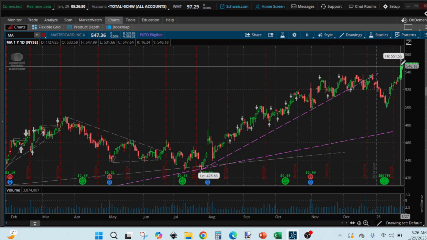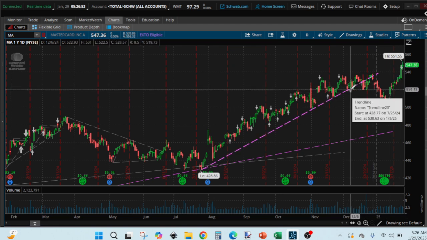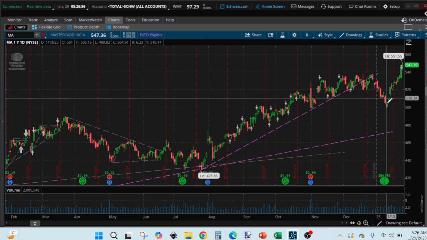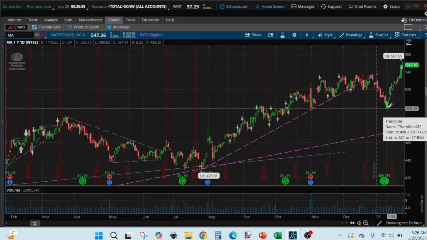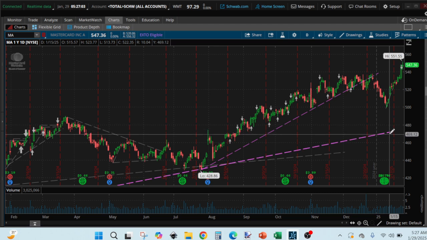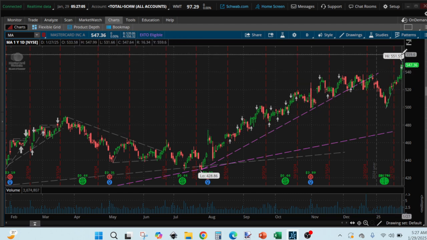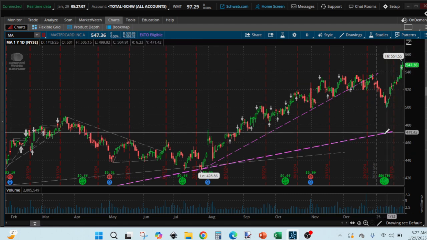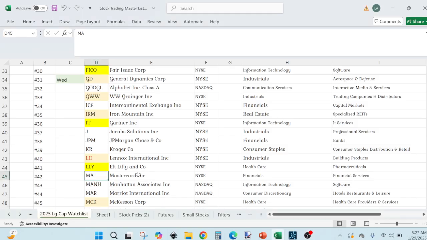So, but yeah, we purchased it somewhere there, and it pulled back on us. It used this support line, didn't pull back to this area, and then went back up. So we are going to be waiting for it on this support line. So the next one is MANH.